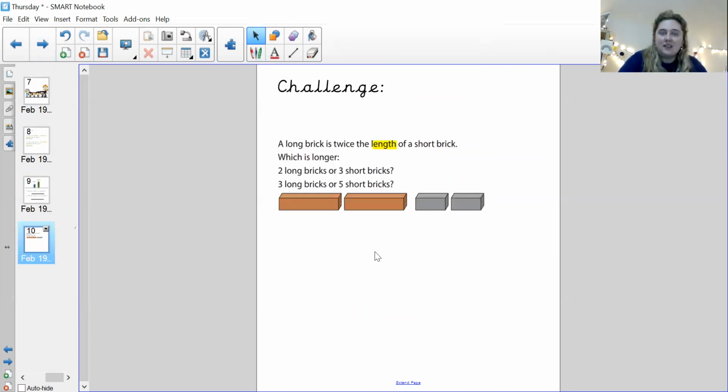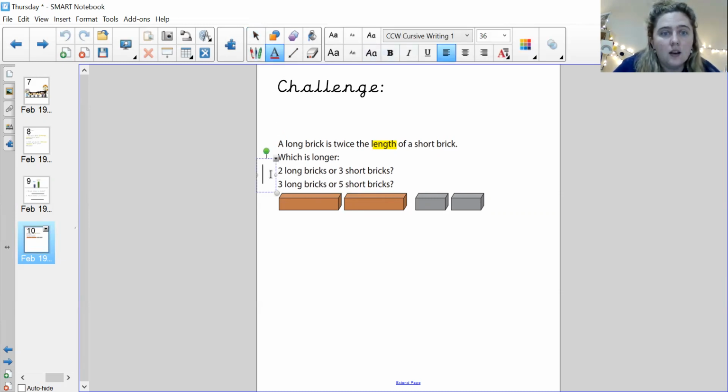Well done. Okay, here's the challenge today. A long brick, so one of these brown ones, is twice the length of a short brick. So it's twice the length, it's double the length. Which is longer? Two long bricks or three short bricks? Three long bricks or five short bricks? So that's two questions. Do you see that?